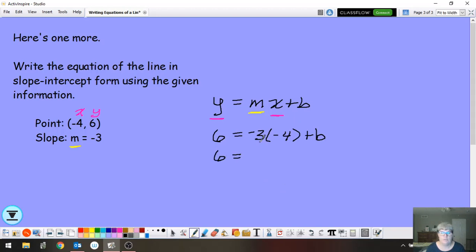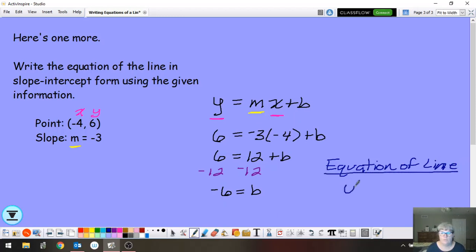So we have 6 equals -3 times -4. Negative times negative is a positive 12 plus b. And then we need to subtract 12 from each side. And we will have -6 equals b. So now we can write the equation of our line because we have the slope of the line and we have the y-intercept of the line. Oops, I was going to write equation, not slope. So let's start this over. Equation of line is y equals, the slope is -3, x, the y-intercept is -6. And that is the equation of our line.